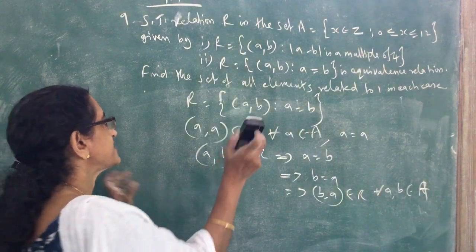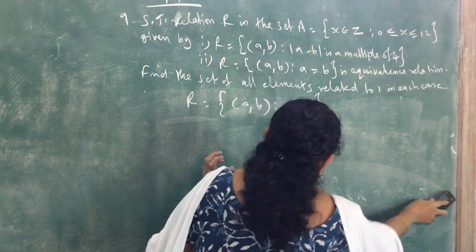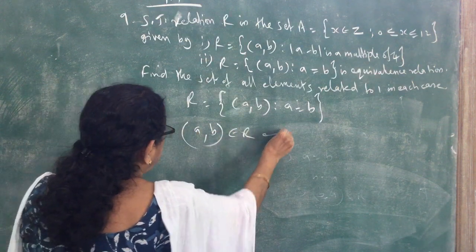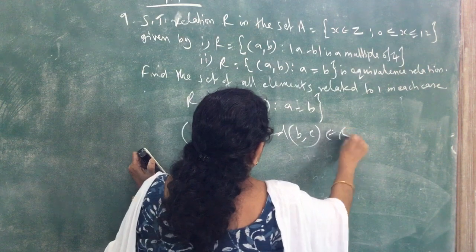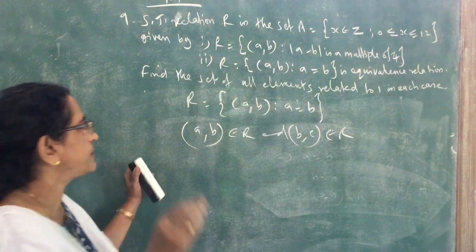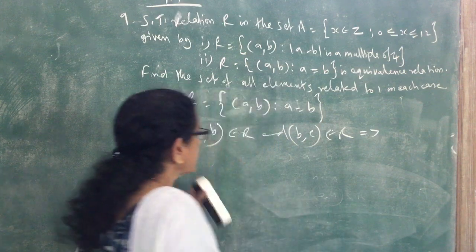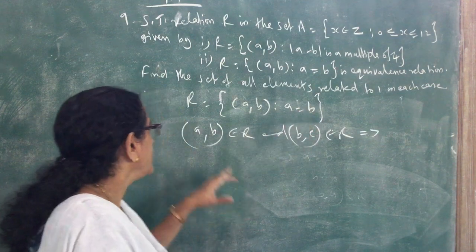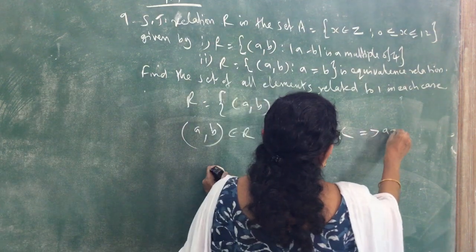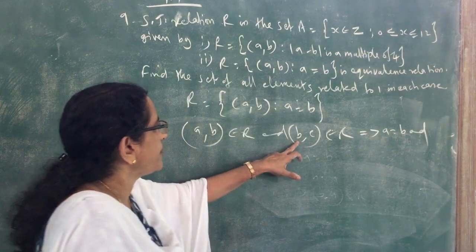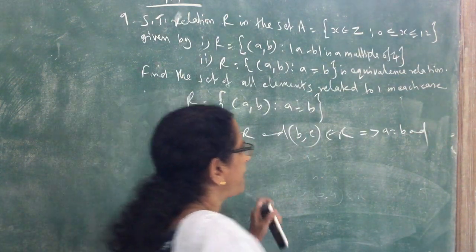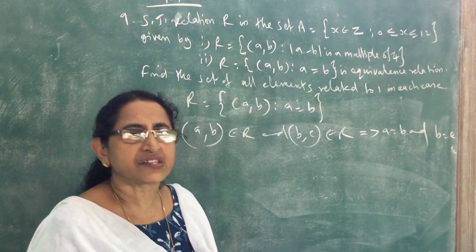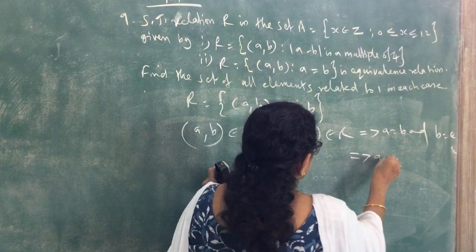Now we can prove R is transitive. For that you have to start with AB belongs to R and BC belongs to R implies. We can write, what is the condition for ordered pair AB to be in R? A equal to B. So from this we can write A equal to B and BC belongs to R implies B equal to C. So A equal to B and B equal to C. That means what? A is equal to C. So that implies A is equal to C.